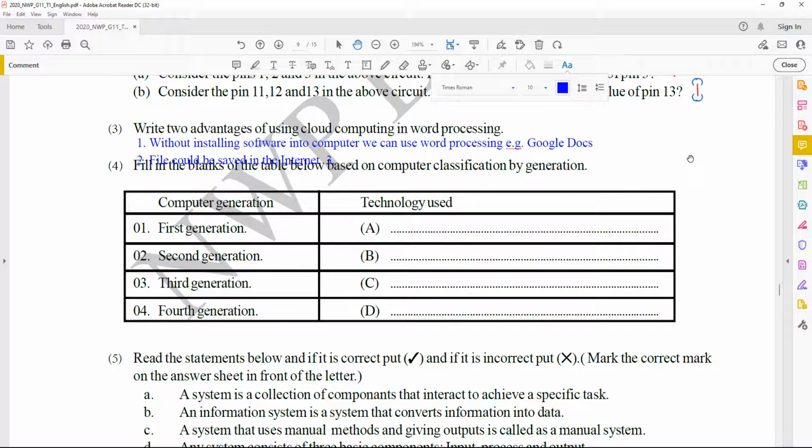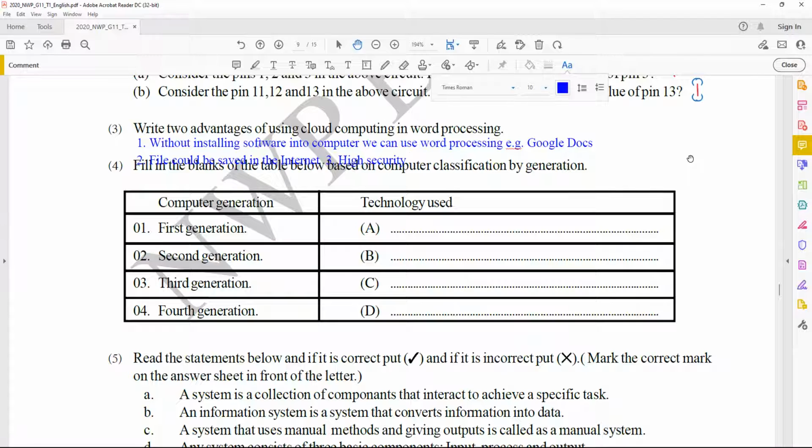Third one, high security. The documents that you created can be secured in the cloud. All right, let's move to the fourth one.